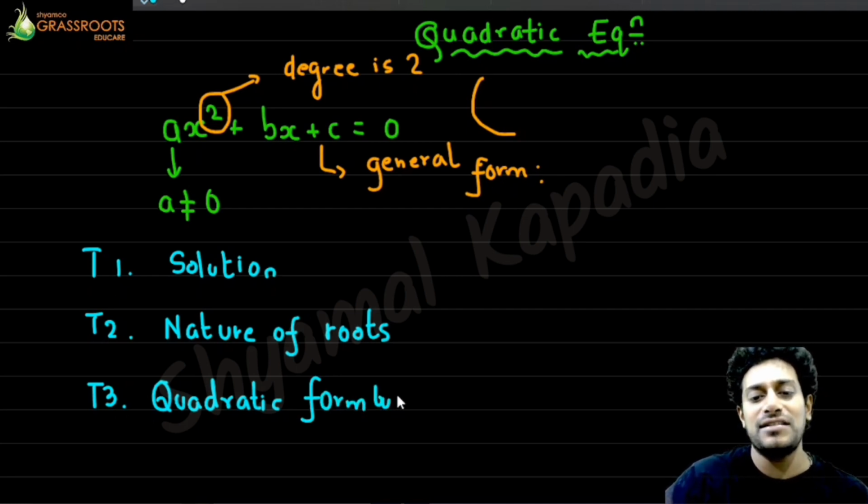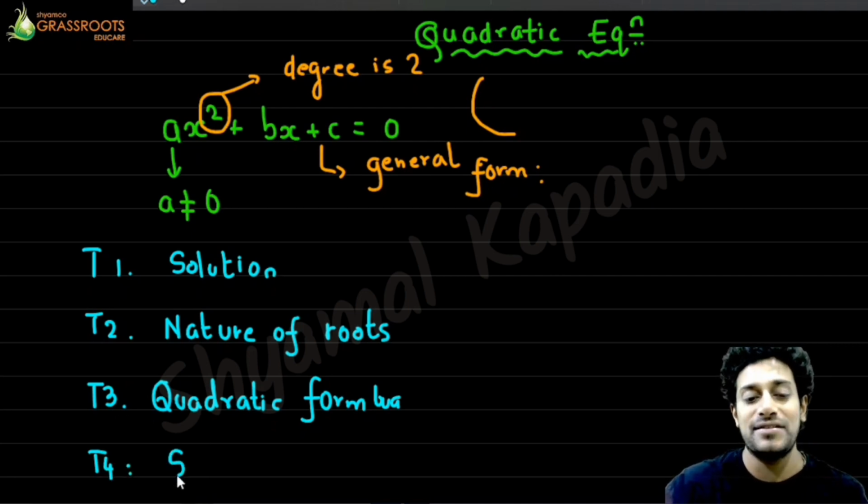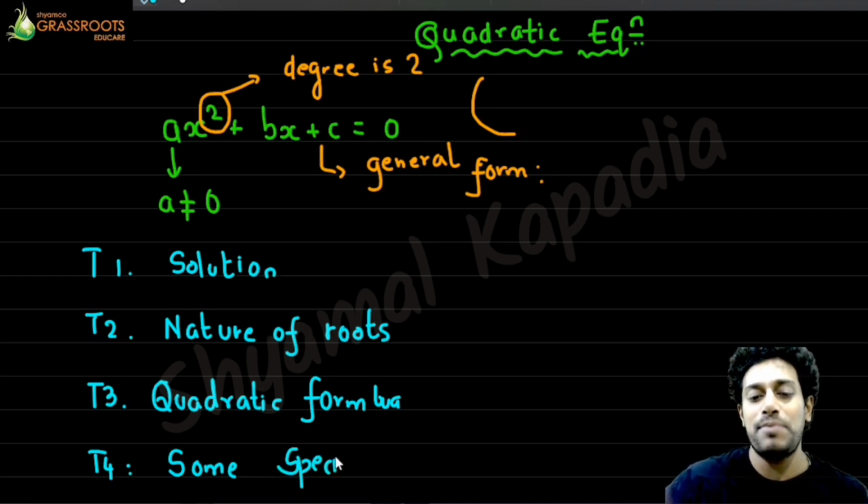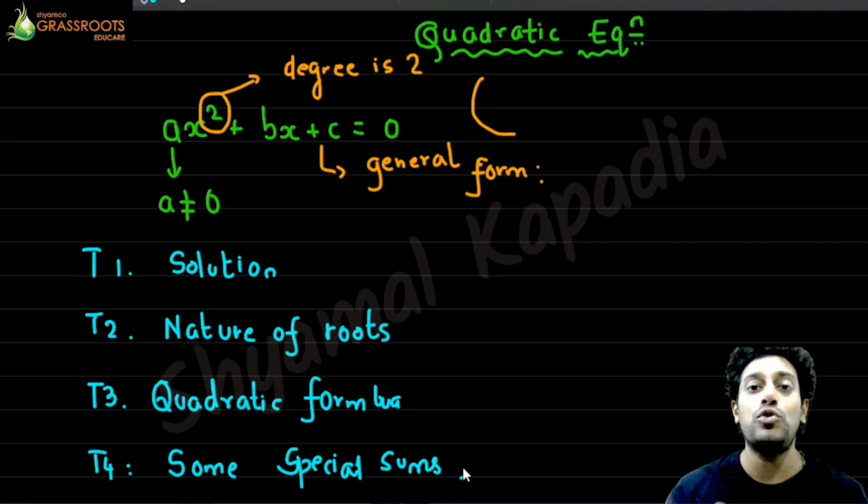And last, type 4, there are only 4 types of sums. Some special case sums. So basically the chapter is divided into 4 types or 4 varieties of sums. We are going to study 4 variations. So let's attack the first type, which is solution.